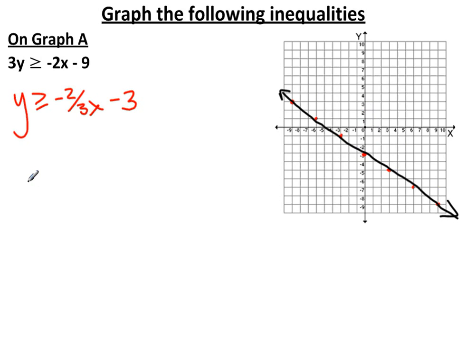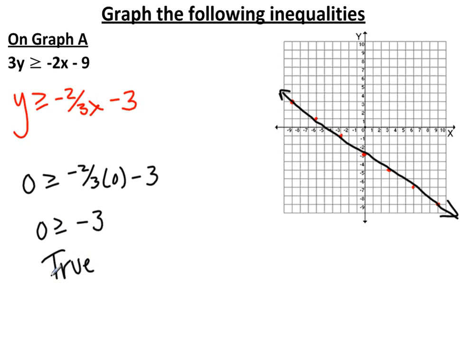So I'm going to use the test point (0, 0). Anywhere I see a y, I'm going to substitute in a 0. Anywhere I see an x, substitute in a 0. I'm going to get 0 is greater than or equal to negative 3. This is a true statement. So because this is true, I'm going to shade the side that has (0, 0) on it.